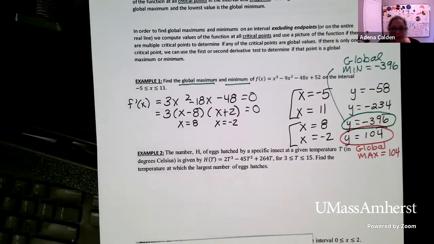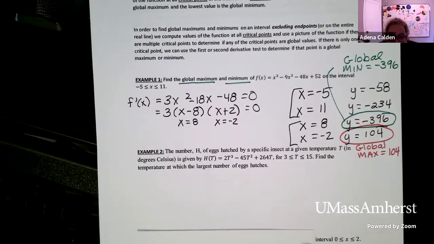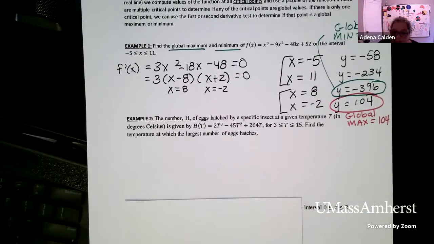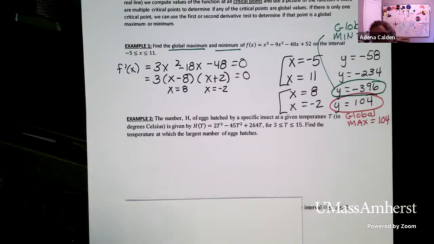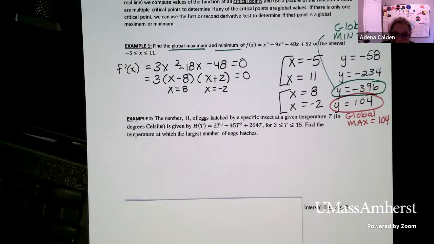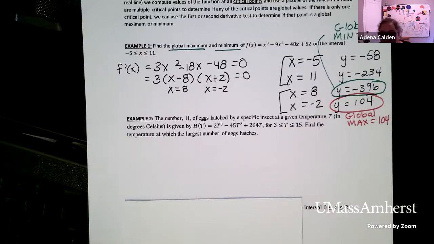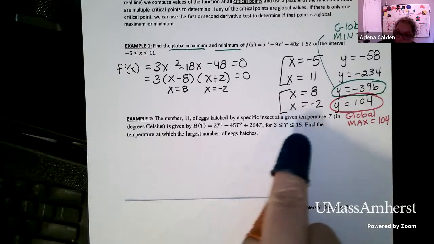The number H of eggs hatched by a specific insect at a given temperature T in degrees Celsius is given by H(T) equals 2T cubed minus 45T squared plus 264T, where T is between 3 and 15. Find the temperature at which the largest number of eggs hatches. So again, the temperature here is in Celsius. So we're talking about between 3 and 15 degrees Celsius. We have the two endpoints, 3 and 15.